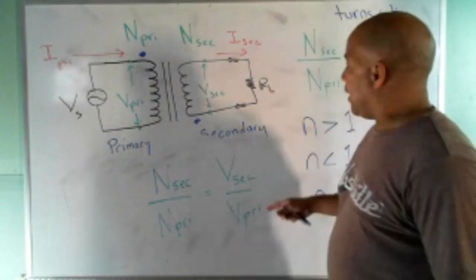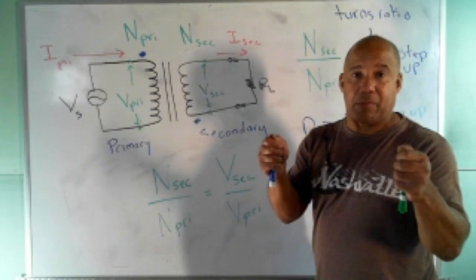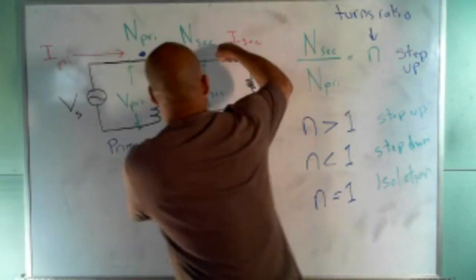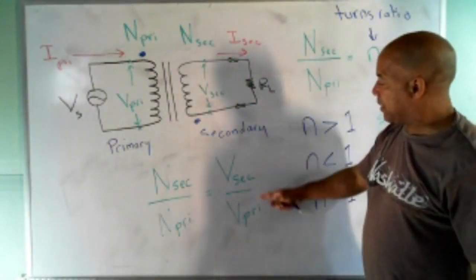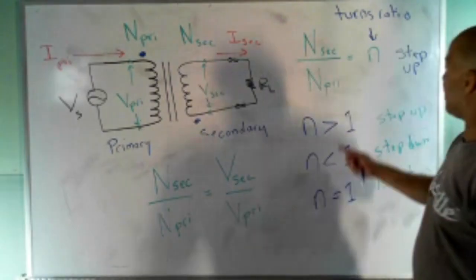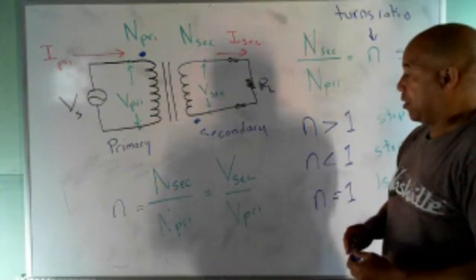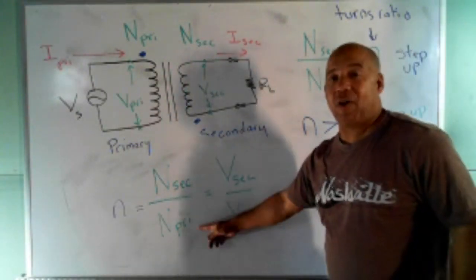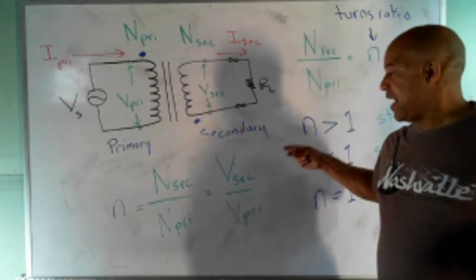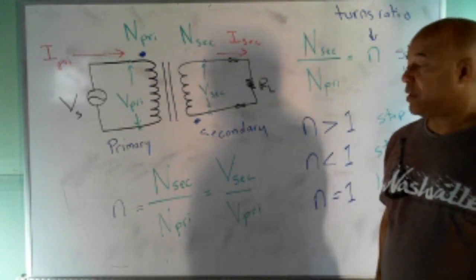See, if this is true, then instead of counting turns, I can just take my meter. I can measure V pri with my meter. I can measure V sec with my meter. I got that number and that number, divide them, and I got, because this right here is actually the turns ratio. So I can get the turns ratio not by counting coils, but just by measuring the secondary voltage, primary voltage, divide it, I got it. So that's kind of nice, that relationship. But here's what's nicer.